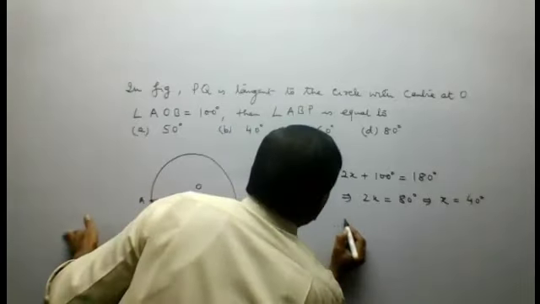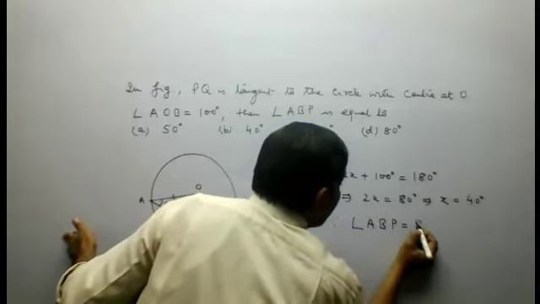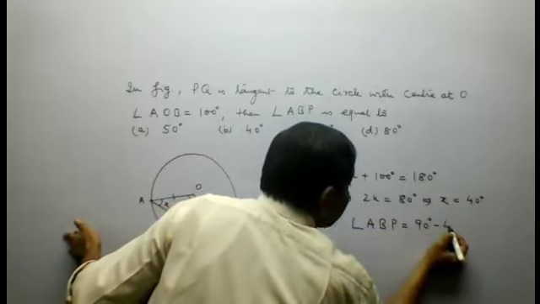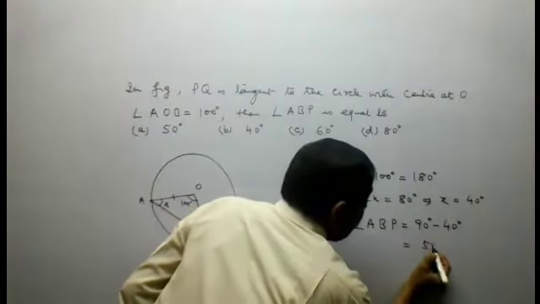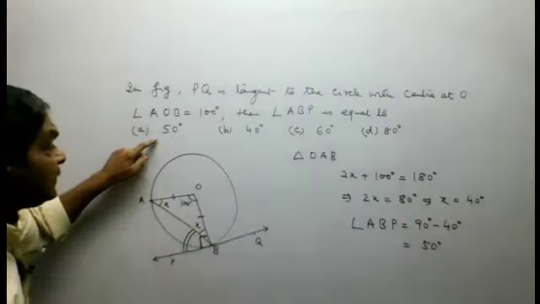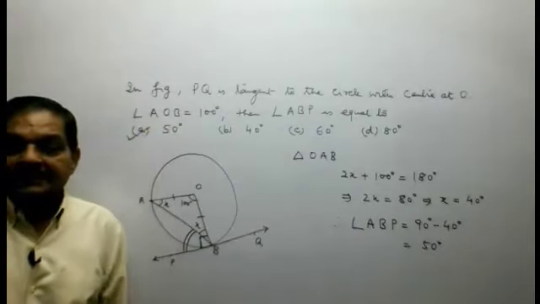So angle ABP will be equal to 90 degrees minus x, that is 40 degrees. So this will be equal to 50 degrees, and hence here our option A will be the correct option.